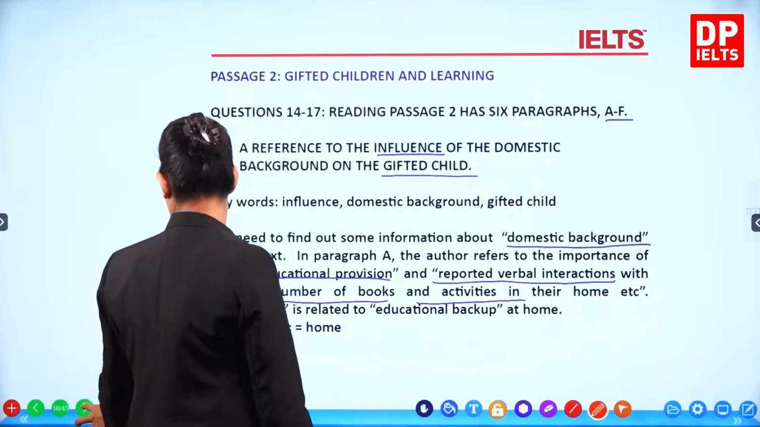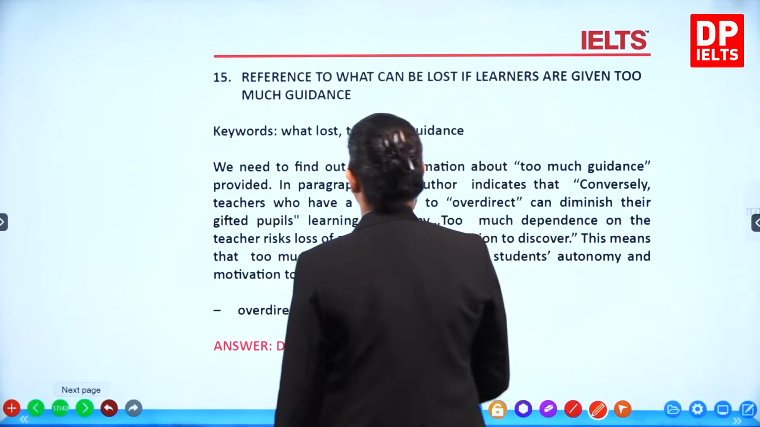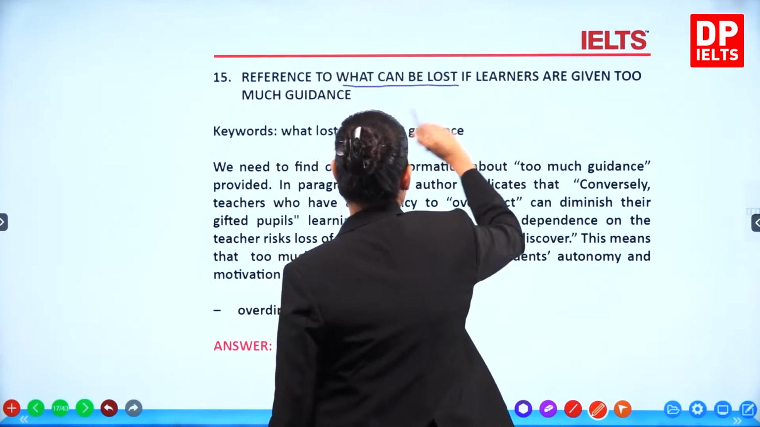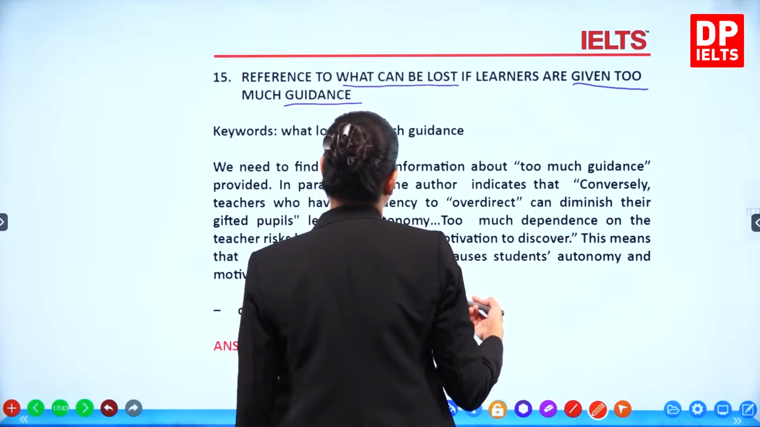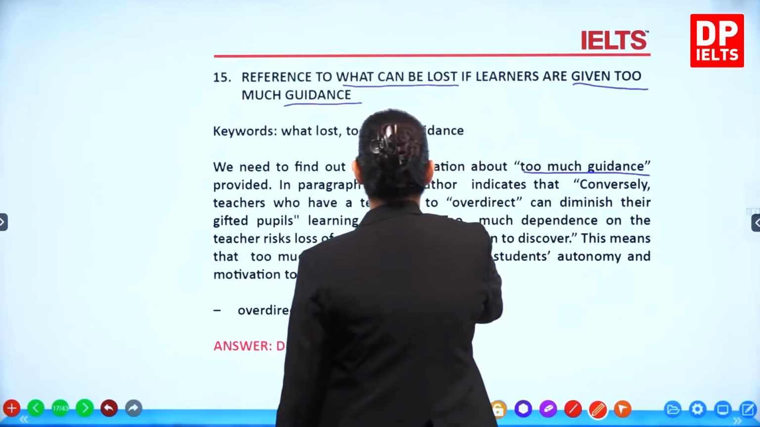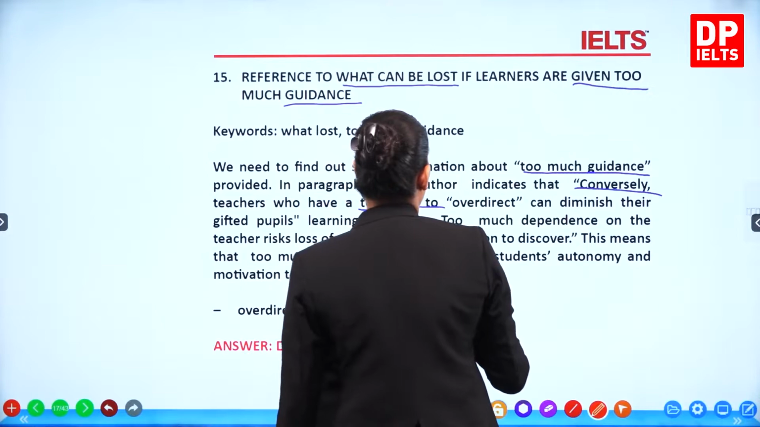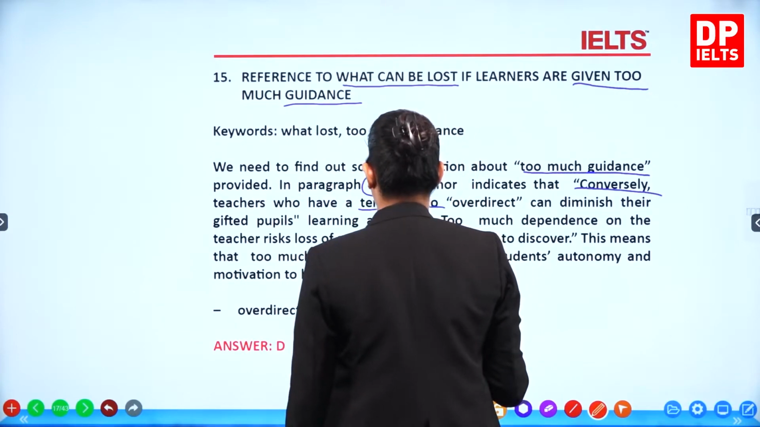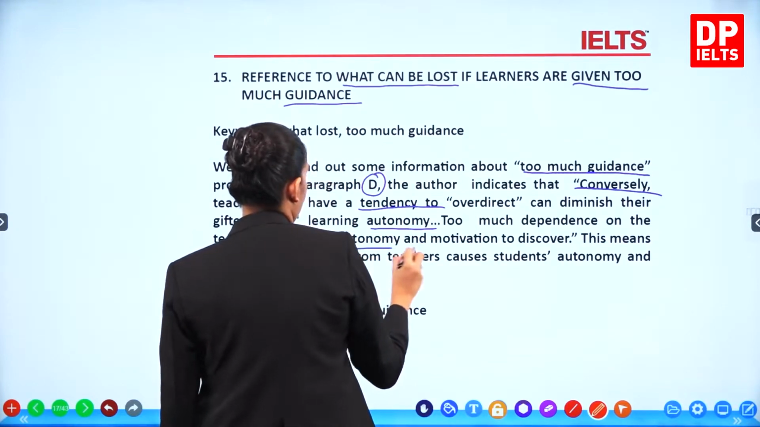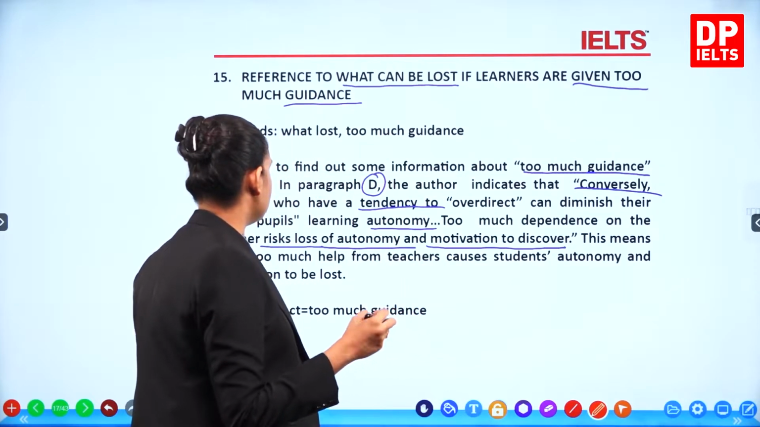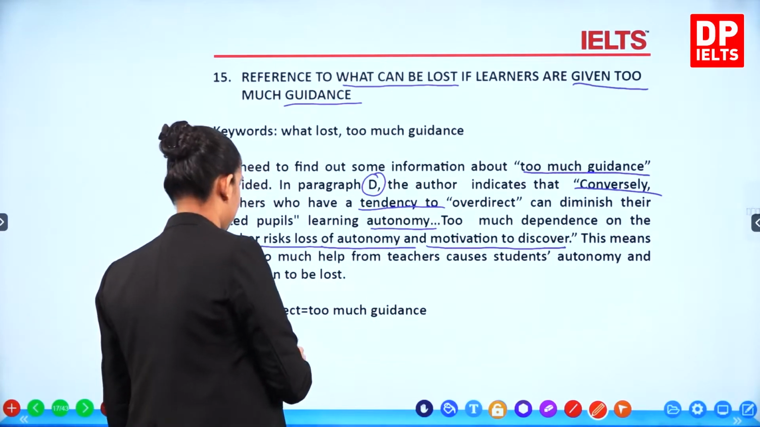All right. Next one, question number 15. Reference to what can be lost if learners are given too much guidance. Let's have a look. We need to find out some information about too much guidance. So if I go to para D, the author indicates, conversely, teachers who have a tendency to over-direct can diminish their gifted pupils' learning autonomy. Too much dependence on the teacher risks loss of autonomy and motivation to discover. This means that too much help from teachers can cause students' autonomy and motivation to be lost. So therefore, the answer is D.